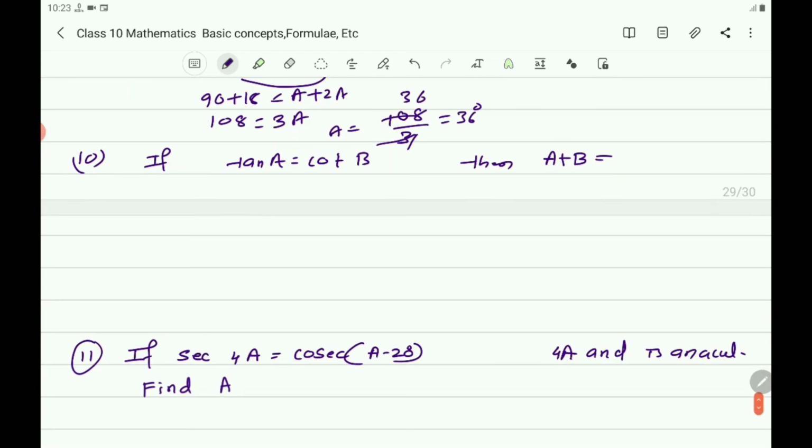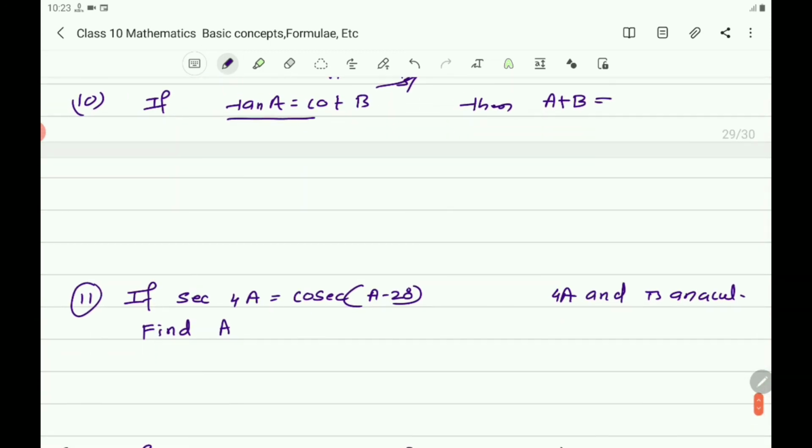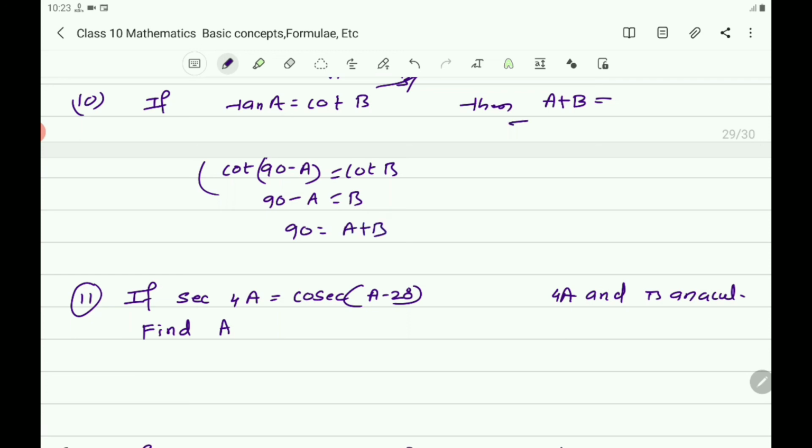Next let us take the next one. If tan A equals cot B, then A plus B equals. You know that tan and cot are the complementary of each other. So you can write it as cot 90 minus A equals cot B. So naturally you will get A plus B equals 90, or otherwise you solve it. That is, 90 minus A equals B, that is 90 equals A plus B.